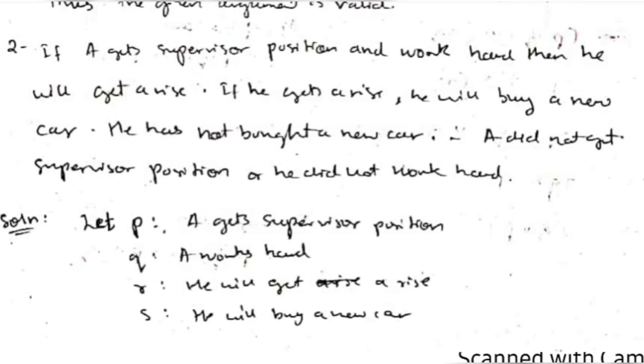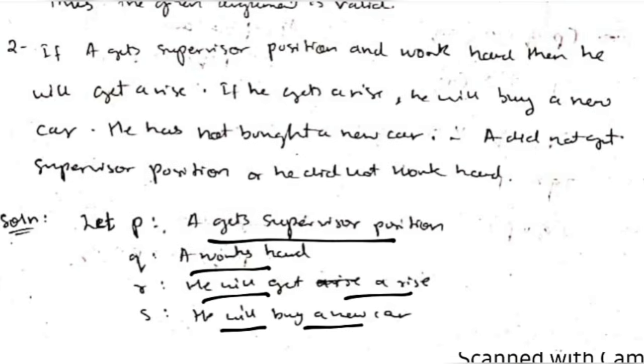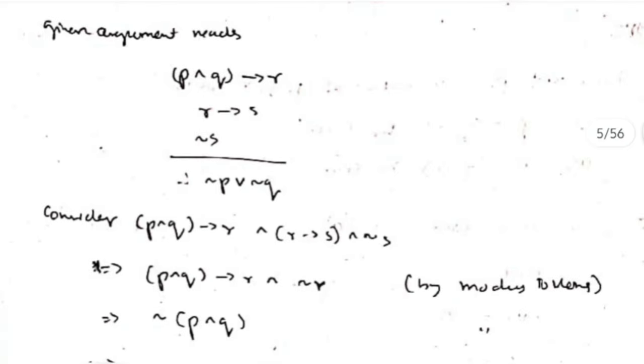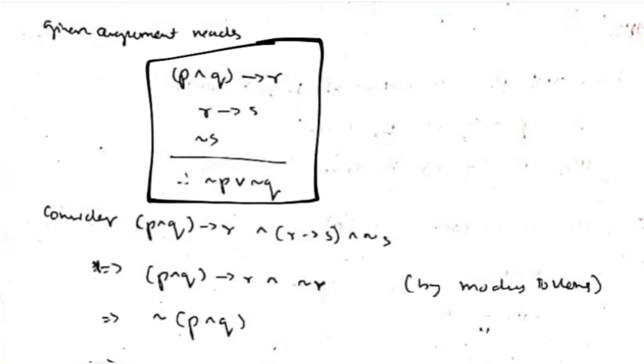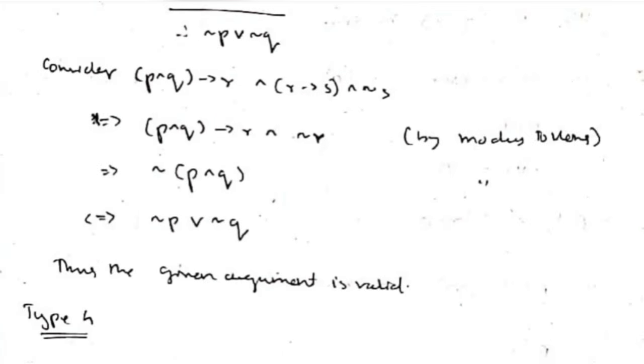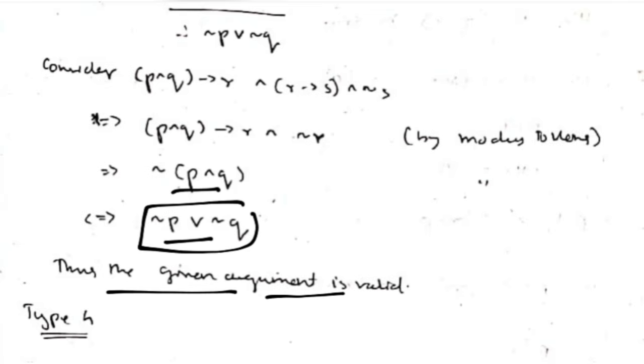In the next question, we have been asked to test the validity of this statement. So we have been given four sentences. First one is A gets a supervisor position, A works hard, he will get a rise, he will buy a new car. Now according to these sentences, we will frame this statement by using the letters P, Q, R and S. Okay, so after doing that, we will be obtaining this and we will be simplifying this using laws of logic. Okay, by using modus tollens, we will simplify this equation and write here this one is the same, and in the next step we will use the laws of inference to simplify and get this final equation. Okay, so thus the given argument is valid.